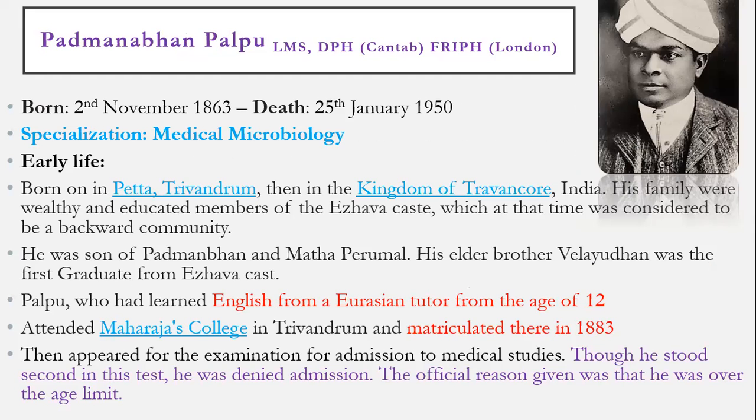His family were wealthy and educated members of the Ezhava caste, which at that time was considered to be a backward community. He was the son of Padmanabhan and Matha Perumal. His elder brother, Velayudhan, was the first graduate from the Ezhava caste, which was considered backward. Palpu had learned English from a Eurasian tutor from the age of 12.